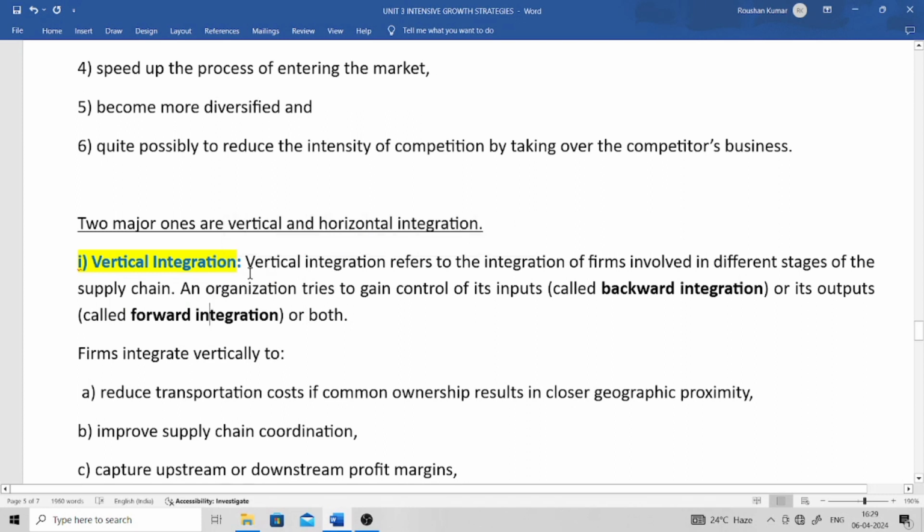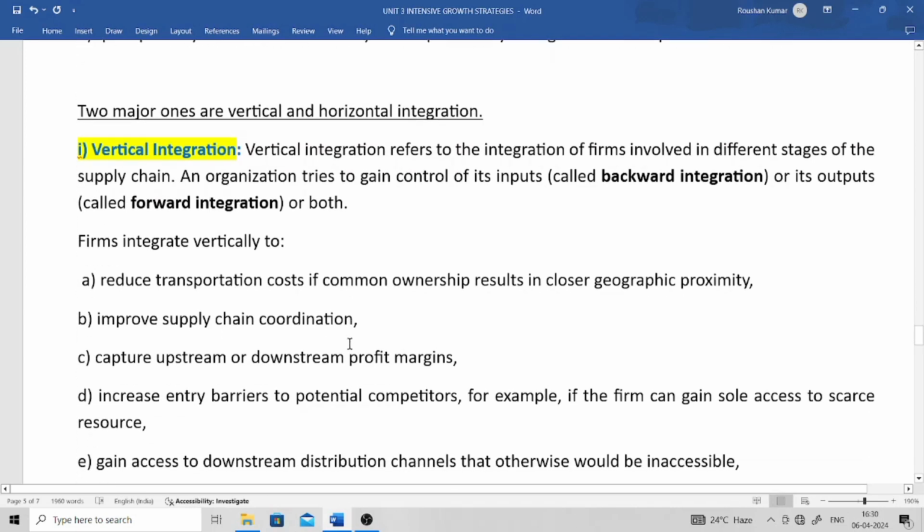Firms integrate vertically to reduce transportation costs. Second, improve supply chain coordination. Third, capture upstream or downstream profit margins. Fourth, increase entry barriers to potential competitors. Fifth, gain access to downstream distribution channels. Sixth, facilitate investment in highly specialized assets. The last one is repeated, so I can delete this.